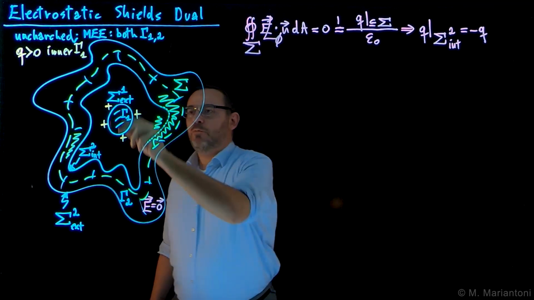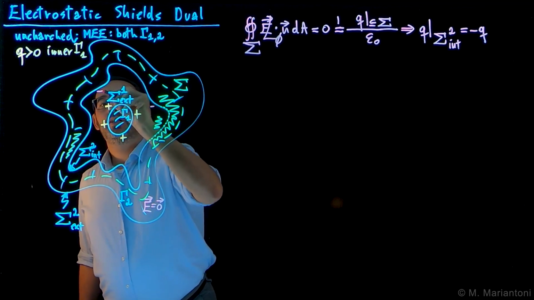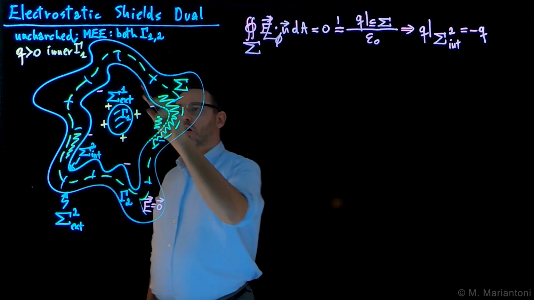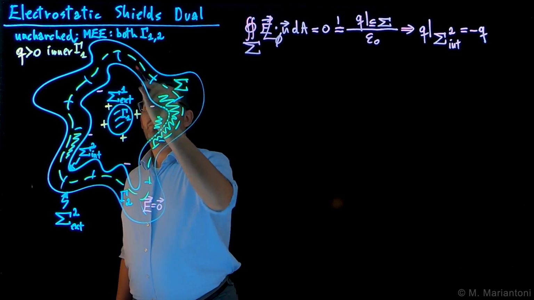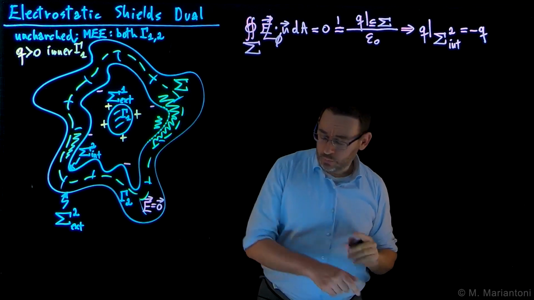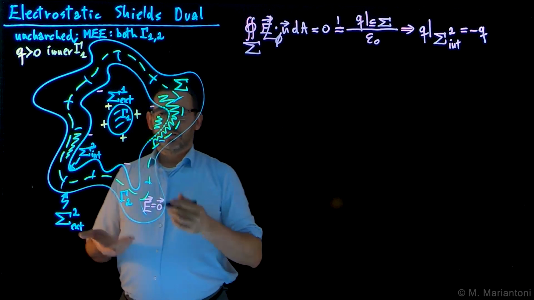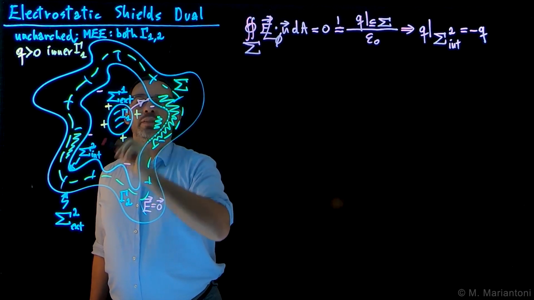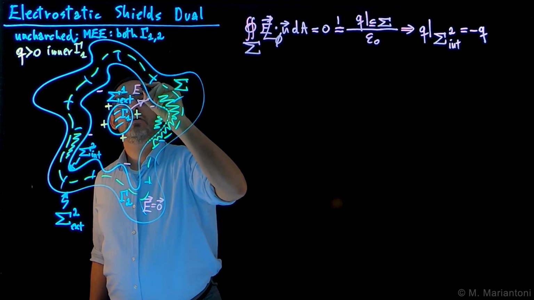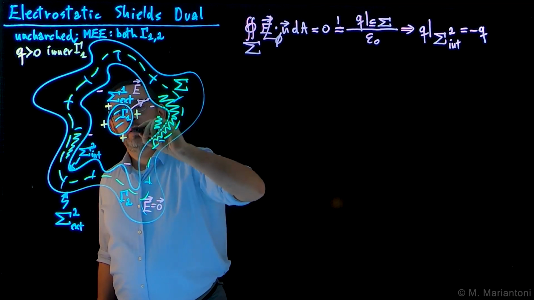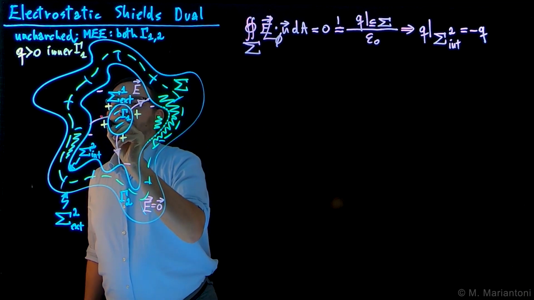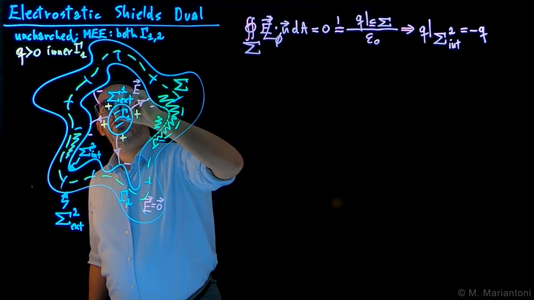Okay, so if you have 4 pluses, there will be 4 minuses here, somehow in this fashion. All on this capital sigma internal 2. So obviously, this results in an electrostatic field where the field lines, for example, go as follows. This is E, different than 0, within the vacuum region. So here, for example, we go like this, from plus to minus, from plus to minus, and from plus to minus.